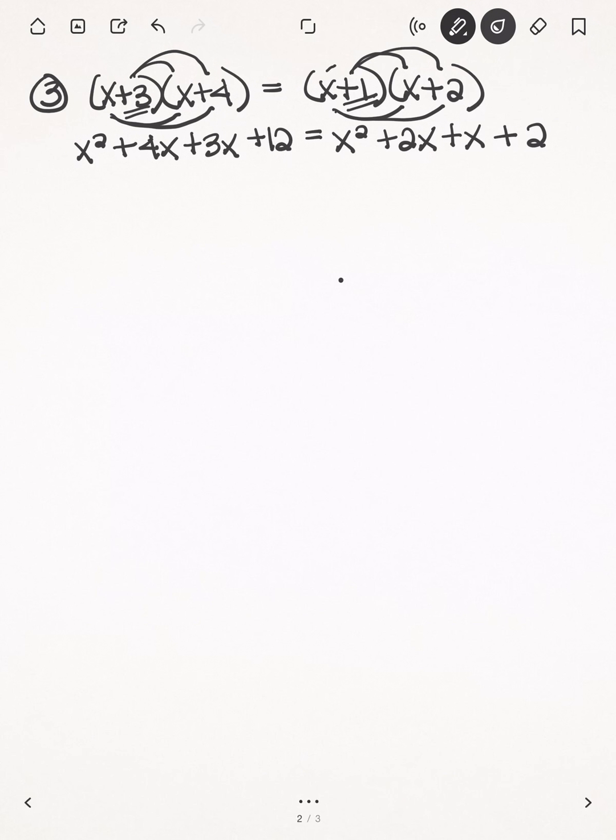Again, we look on both sides and we see that we have an x squared on each side, so we're going to just cancel those out. Collect like terms, I have 7x plus 12 is equal to 3x plus 2. All right, now I need to get my x's on the same side. So I'm going to move my 3x to the other side by subtracting it from both sides. And I get 4x plus 12 is equal to 2.